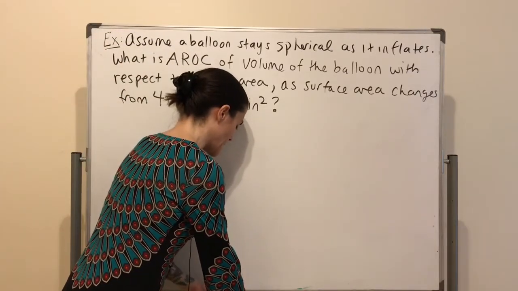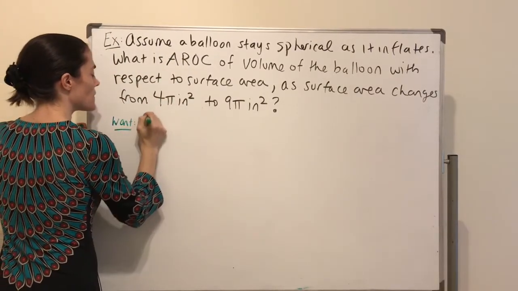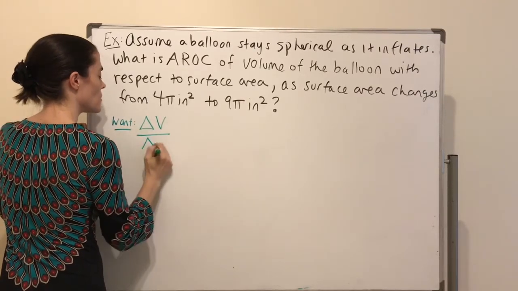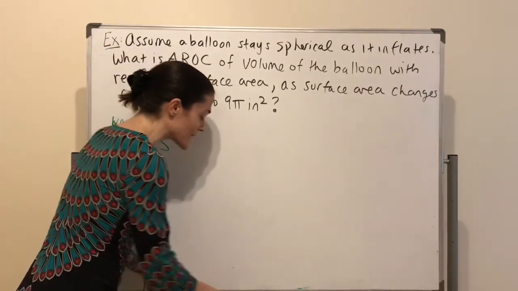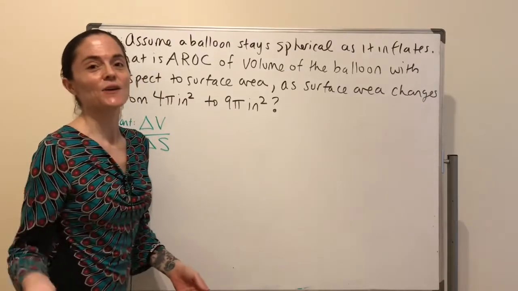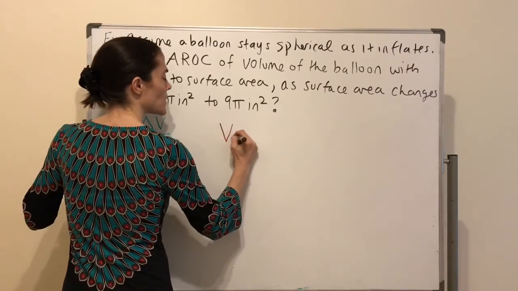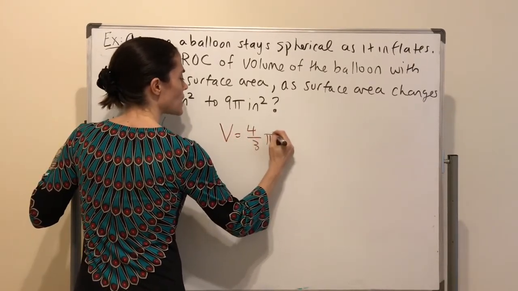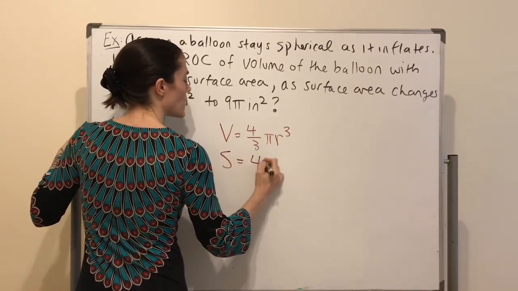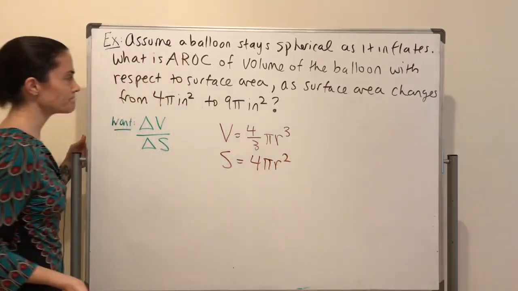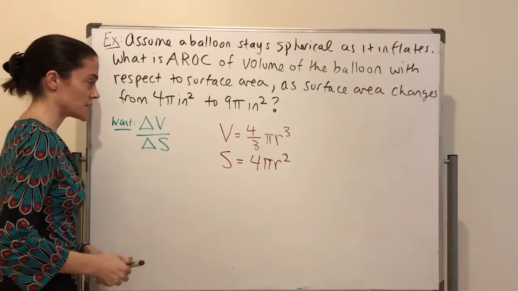So what do we want here? We want the change in volume over the change in surface area, but the formulas that we know give volume and surface area as functions of the radius. So we know that volume is 4/3 pi r cubed. The surface area is 4 pi r squared. But what we want, as I mentioned, is change in volume over change in surface area.